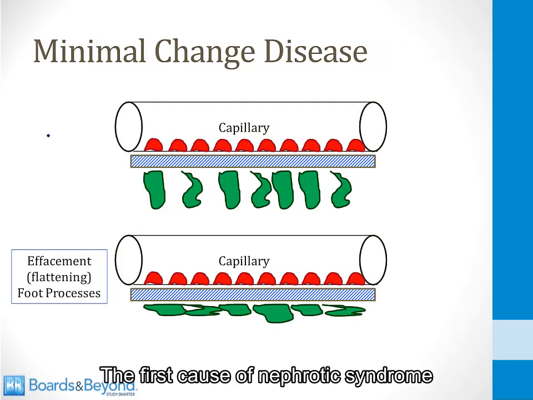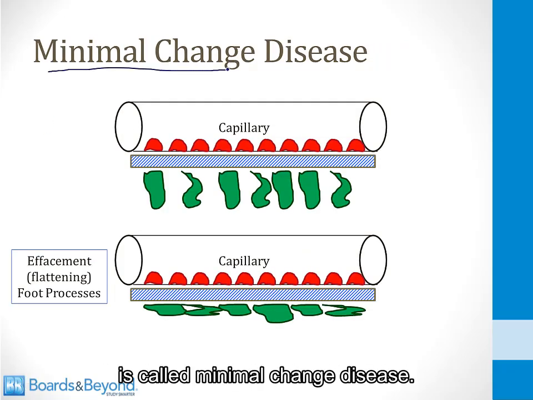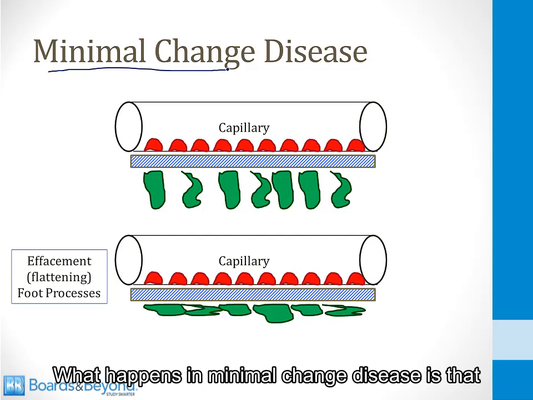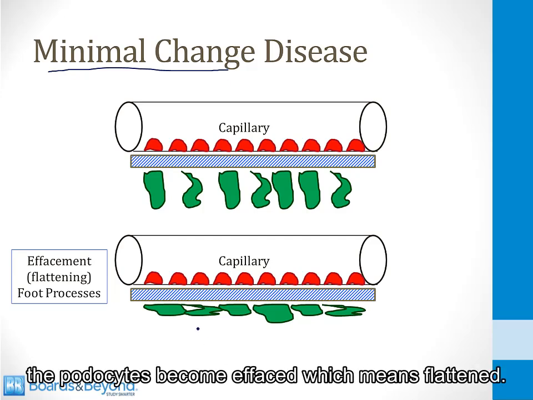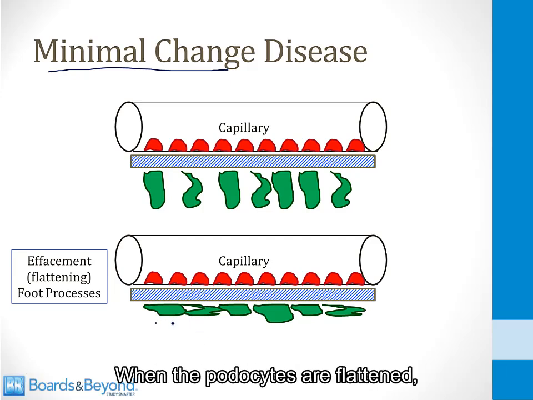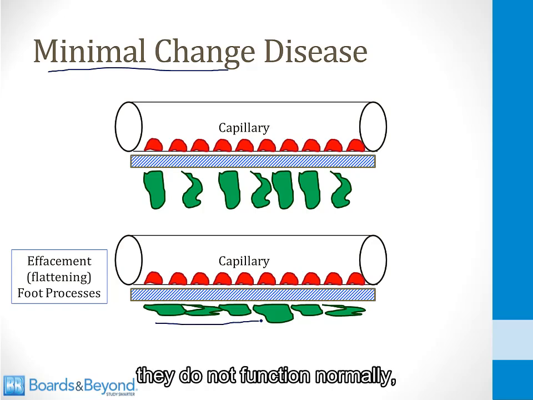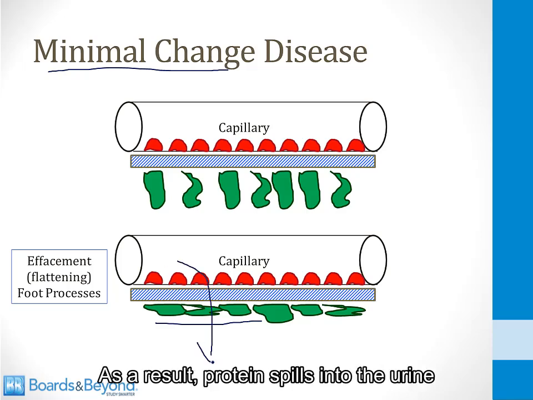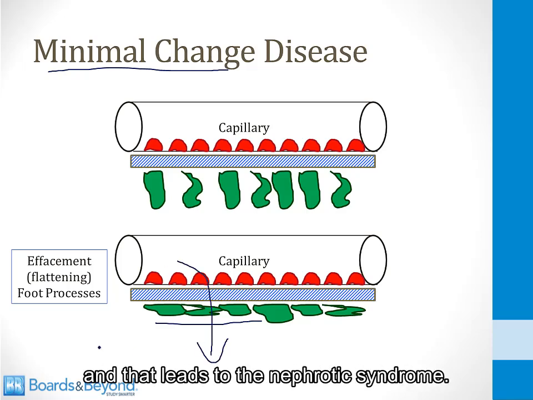The first cause of nephrotic syndrome is called minimal change disease. This disorder is very easy to understand. What happens in minimal change disease is that the podocytes become effaced, which means flattened. When the podocytes are flattened, they do not function normally, and the filtration barrier to protein is lost. As a result, protein spills into the urine, and that leads to the nephrotic syndrome.